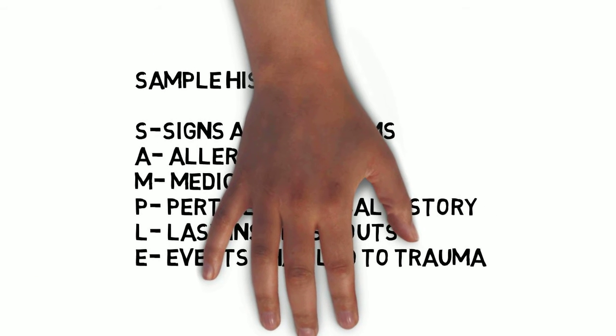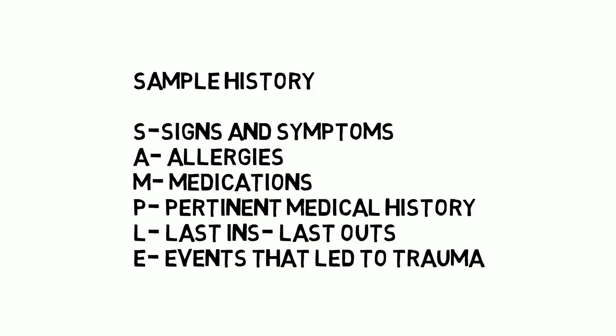Section 3 is history taking. We will use a SAMPLE history in our practical, so why don't we just start going over that now. S stands for signs and symptoms. A stands for allergies. M stands for medications. P stands for pertinent medical history. L stands for last ins and outs, and that's going to be important, especially if the patient's heading to surgery. E stands for events. Basically, what were the events that led up to the trauma?